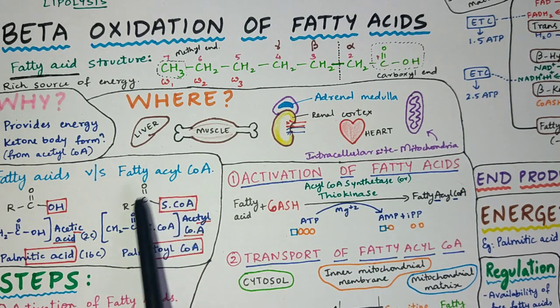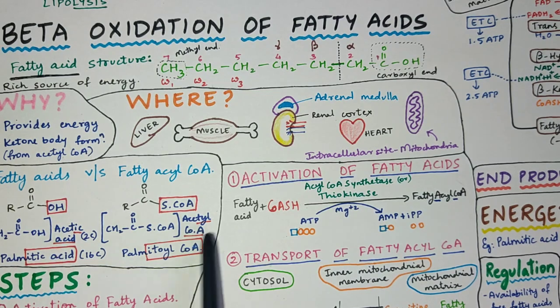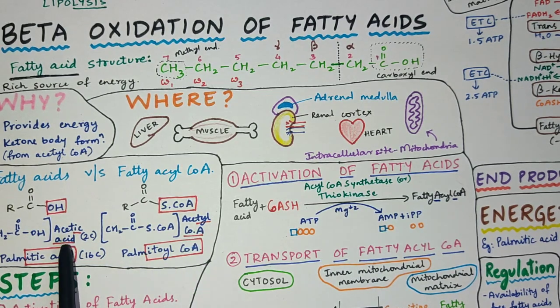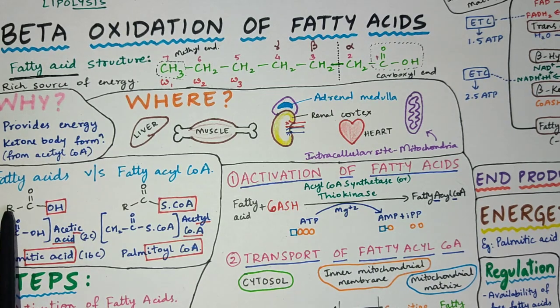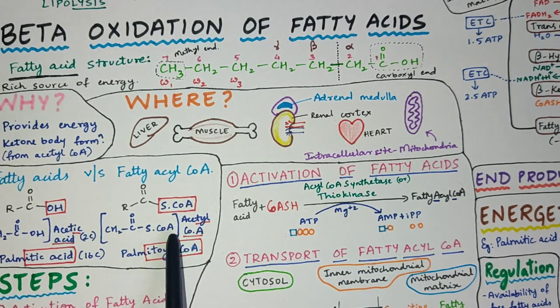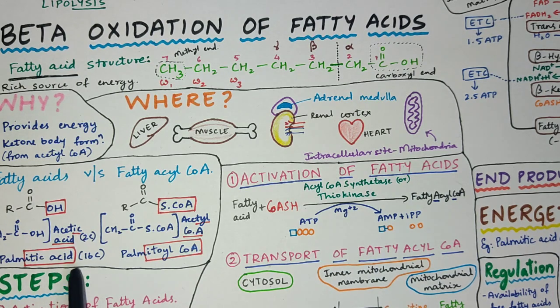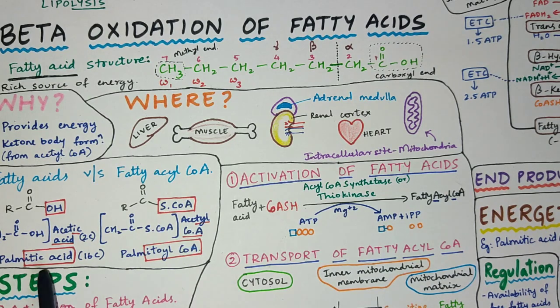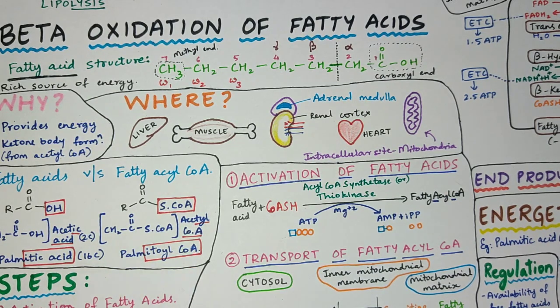In the same way, we can name the compounds which form like this, that is acetic acid, acetyl-CoA. Acetic acid is formed by two carbons, hence the R group is CH3 here. So, this OH group of acetic acid is replaced by S-CoA group, hence the name is changed to acetyl-CoA. The very commonly used term palmitic acid has 16 carbons, and the acyl-CoA form of palmitic acid is palmitoyl-CoA.